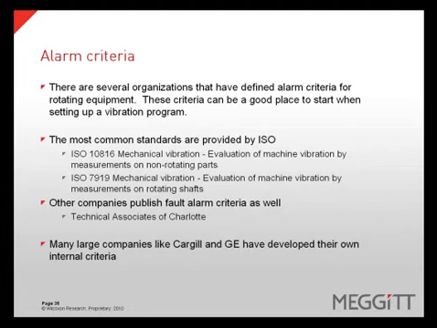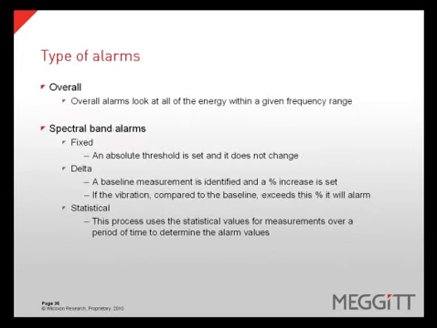Several organizations have attempted to define alarm criteria for rotating equipment, and these can be a good place to start when setting up a new program. The most common standards are published by ISO. There are different standards for different equipment types. Other companies have published alarm criteria as well, such as Technical Associates of Charlotte. Often large companies like Cargill and GE will undertake setting their own alarm criteria based on their process and specific needs. There are 2 primary types of alarms that can be used.